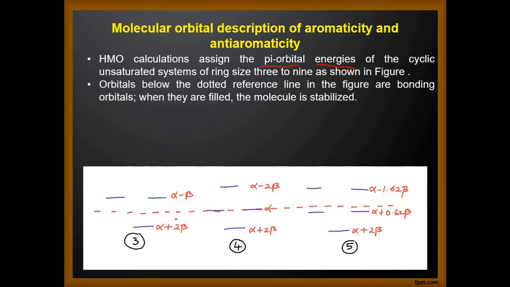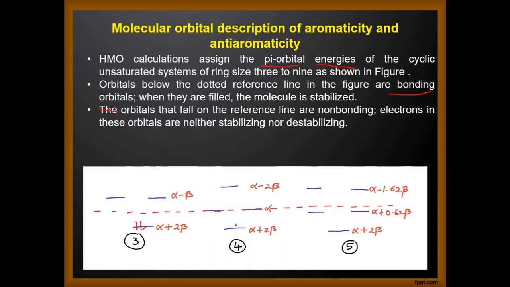Now we have a dotted line here, and the orbitals below the dotted reference line in the figure are called bonding orbitals, and when they are filled, the molecule is stabilized. Those orbitals that fall on the reference line are non-bonding. Electrons in these orbitals are neither stabilizing nor destabilizing.